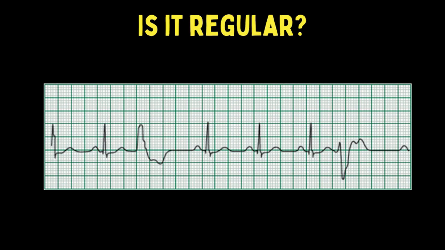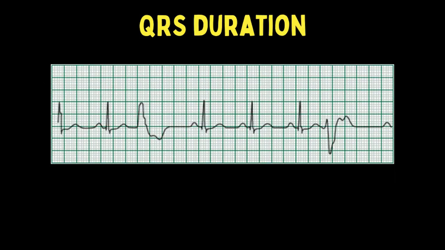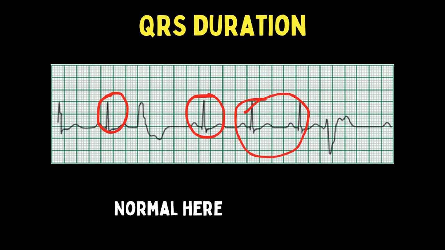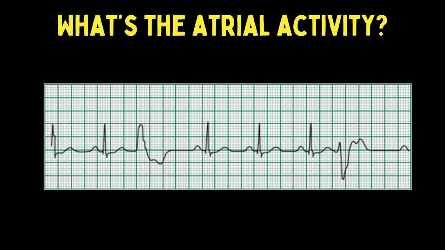Is it regular? Nope. It kind of is, but it's got these wide and bizarre complexes interfering with the regularity. What is the QRS duration? Well, most of the complexes definitely look less than, but there are those 2 ugly wide complexes. What's the atrial activity? Well, you have P waves for each of the normal looking QRS. Each P wave appears to have a QRS after it. PR intervals look normal in length and uniform.